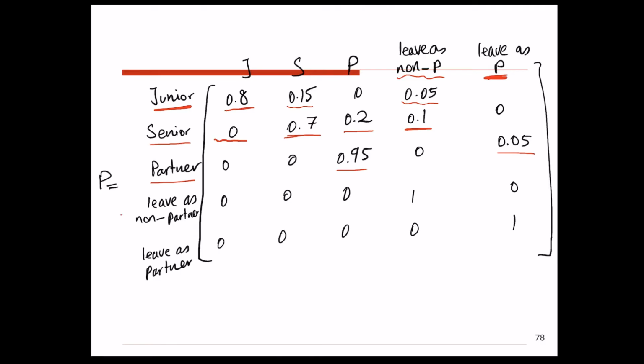If the person is going to leave the company as non-partner, obviously the person has left the company, right? There is no change in the status, no change in nothing. So the person is just going to stay in this state forever. And if the person leaves the company as partner, similarly, the person has left the company, and nothing is going to change the status of this person. So the person is going to just stay in this state forever. The person who leaves as partner is going to stay in this state forever. The person who leaves as non-partner is going to stay in this state forever.